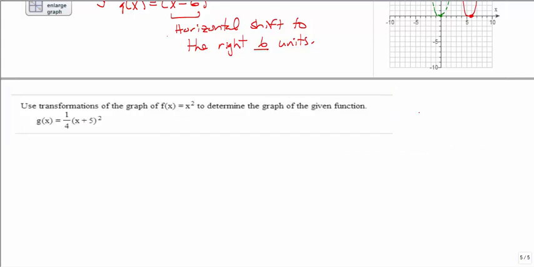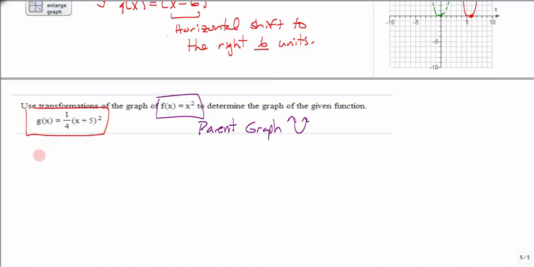So here, use the transformations of the graph f of x equals x squared. So this is my parent graph, and this is a parabola opening up. Now my transformation graph, g of x equals 1/4 times the quantity x plus 5, squared, has 2 things going on. We have this plus 5 and this 1/4.